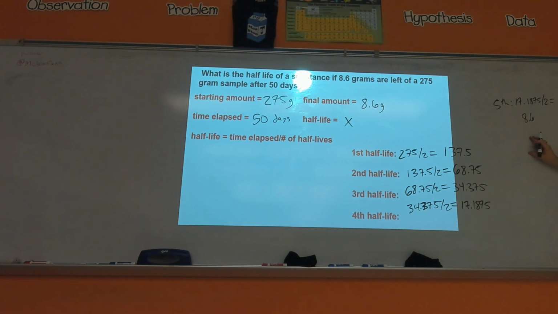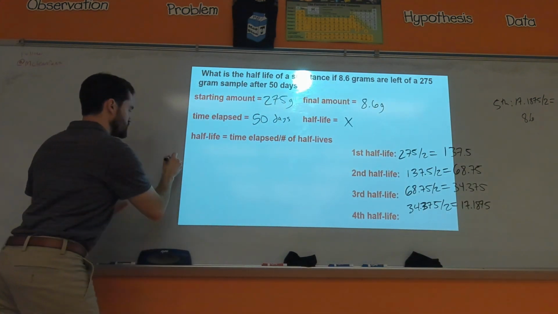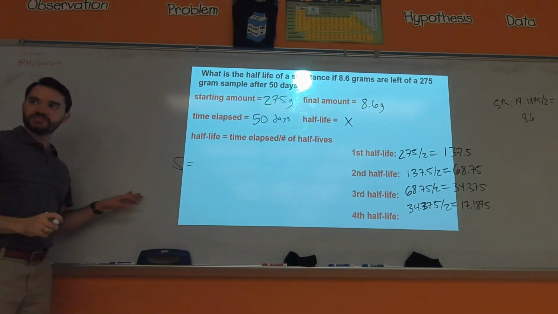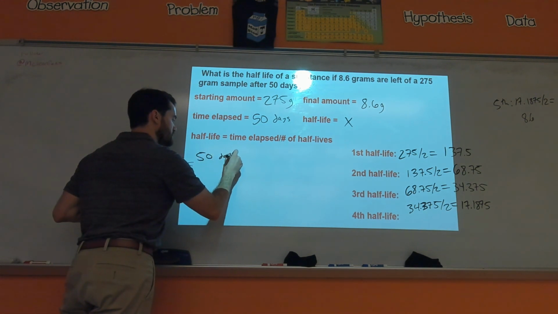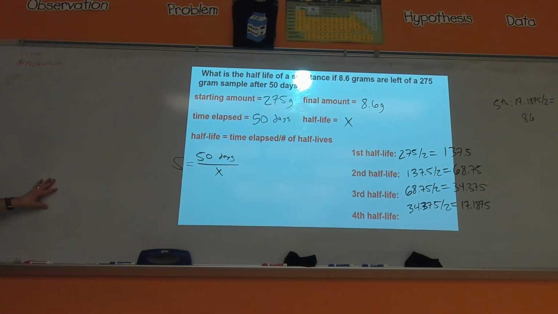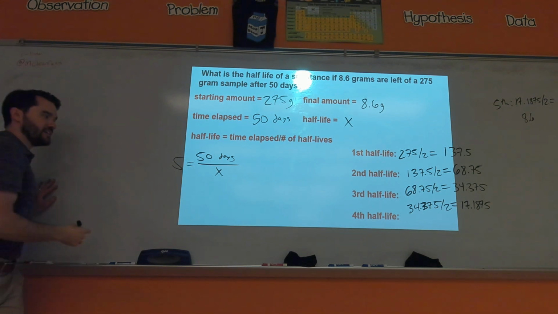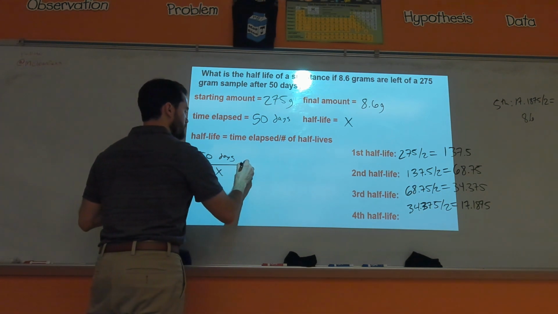Now, that's not your answer, right? So understand what we figured out. We figured out that we can do 5 half-lives in 50 days. So I can do 5 half-lives in a matter of 50 days. So how much time would it take me to do 1 half-life? 10 days. Okay.